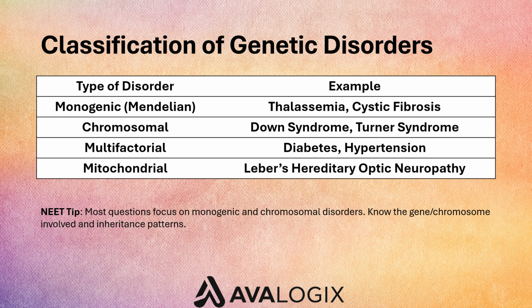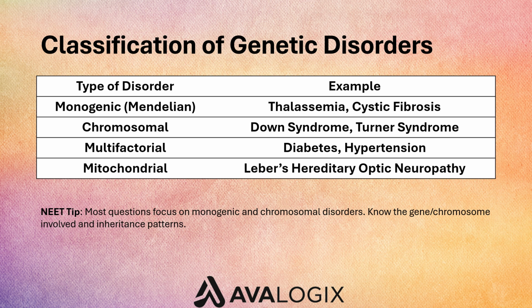Next, we have chromosomal disorders, which result from changes in chromosome number or structure. These are typically much more severe and may affect multiple systems. Classic examples are Down syndrome, trisomy 21, Turner syndrome, monosomy X, and Klinefelter syndrome, XXY. These disorders arise primarily from errors during meiosis, such as non-disjunction. Multifactorial disorders are caused by the combined effects of multiple genes and environmental factors. Examples include common conditions like type 2 diabetes, hypertension, and certain cancers. These are more complex and don't follow simple Mendelian patterns.